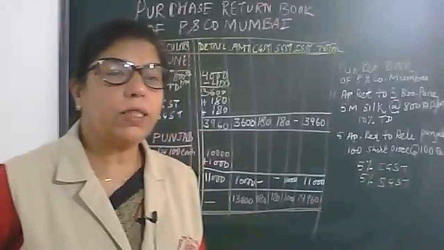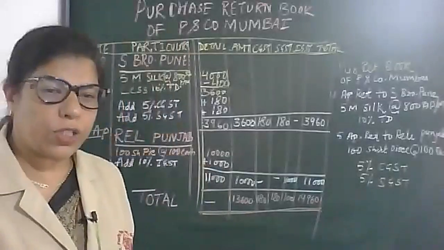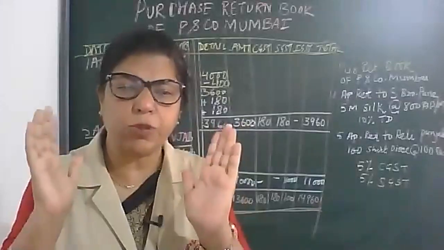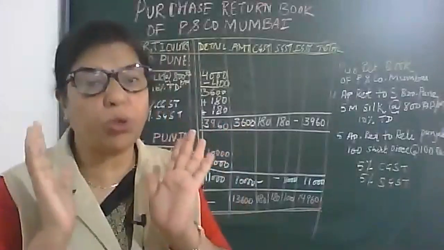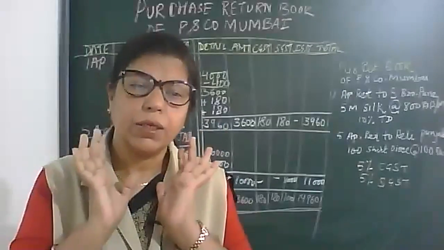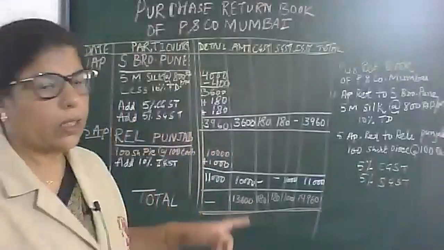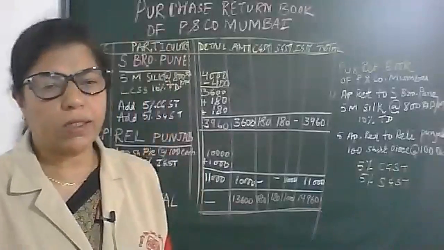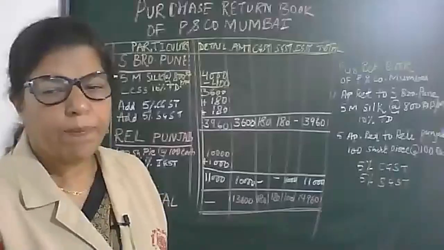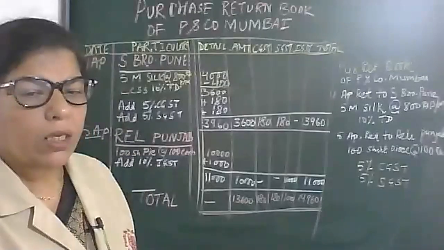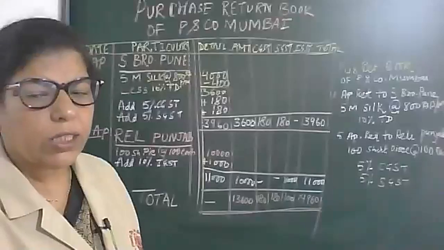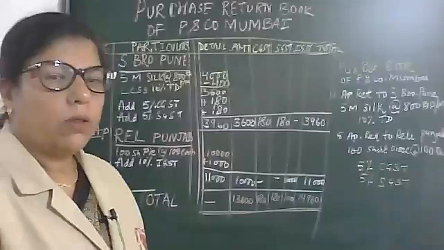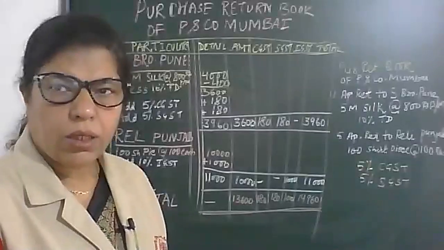IGST means Integrated Goods and Service Tax that will be applicable when the transaction takes place between two different states or more than two states also. Okay, so IGST is 10%. Of this 10%, 5% will go to the central government and 5% to the state government. So remember, Anand, IGST is the sum of CGST and SGST. If it is not given in the question, you should add these two. I am sure you must have got my point.